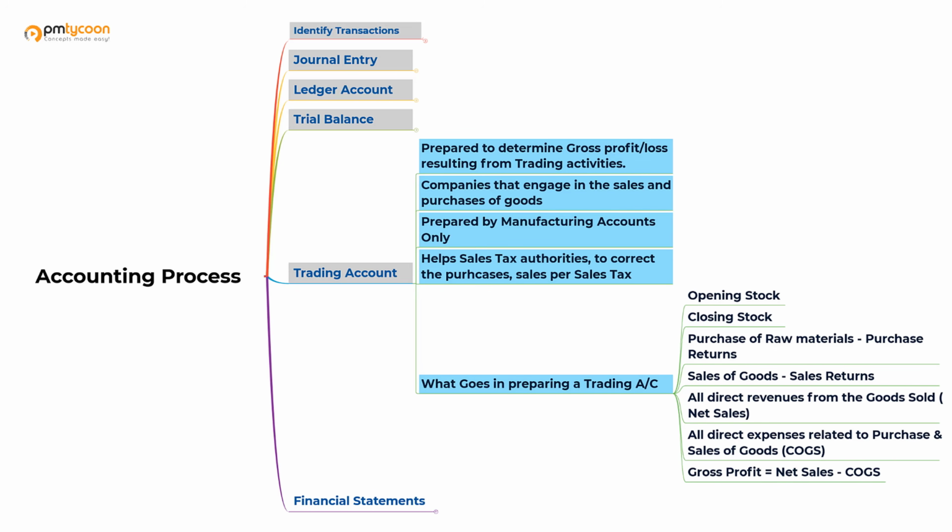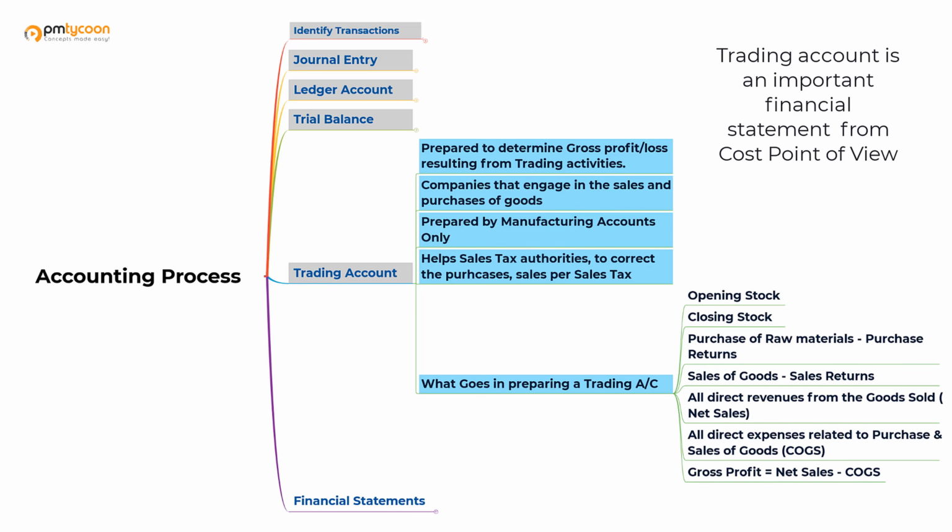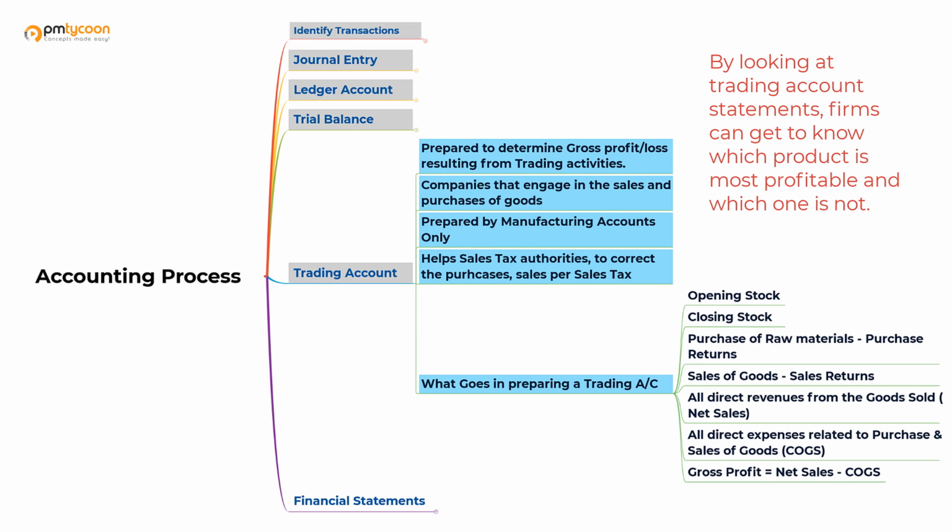So you may ask, why is the trading account important? Why only for manufacturing related firms? The trading account is an important statement from a cost point of view. With the help of the trading account, firms can get to know which particular product is earning profits and which one is making losses. Trading accounts help the firms to maximize profits and cut losses, right?